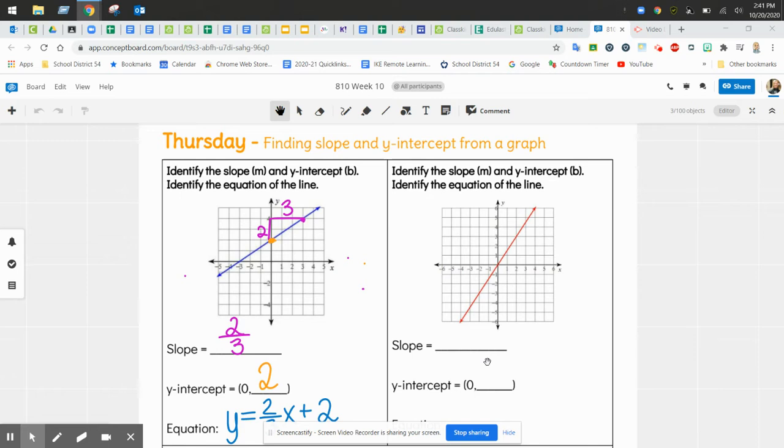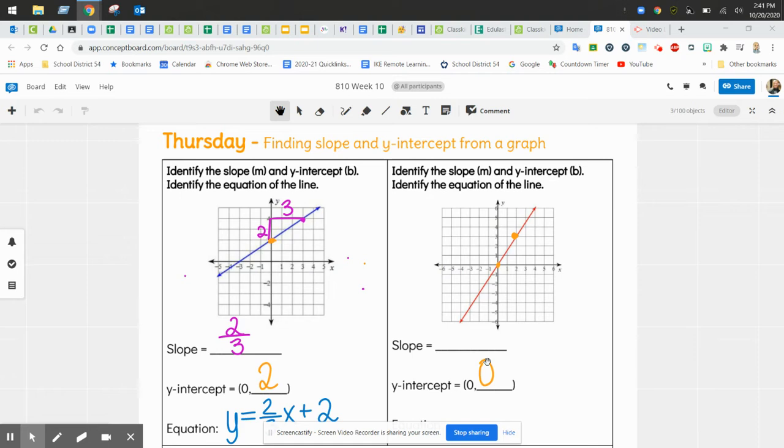Okay, looking at the next one, I'm going to do the same thing. We can really go out of order. Let's start with the y-intercept here. I notice that this one goes right through the origin, so my y-intercept is 0, meaning this one is proportional. Okay, let's find another perfect point. I see a point right here at 2, 3.